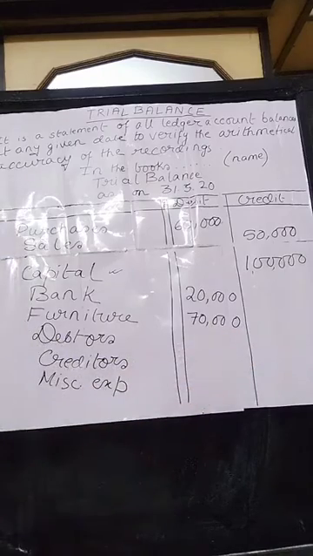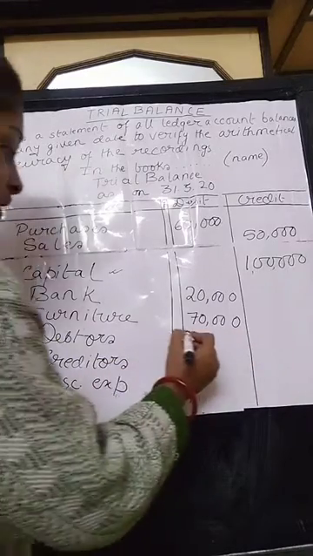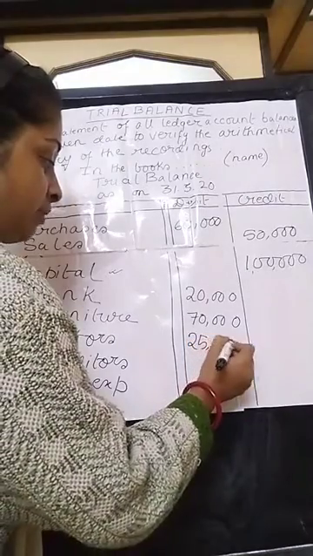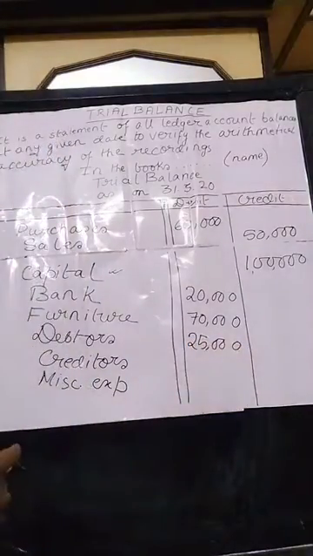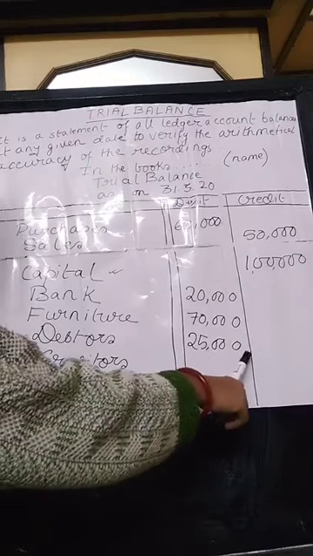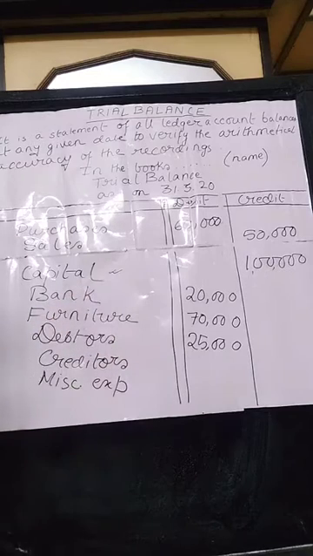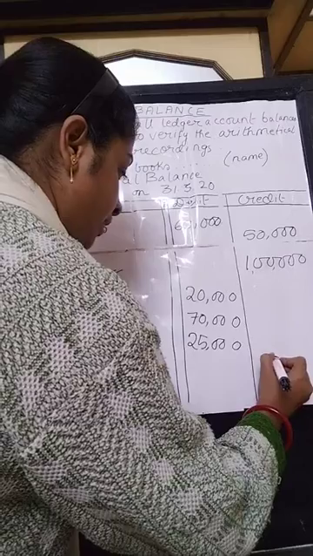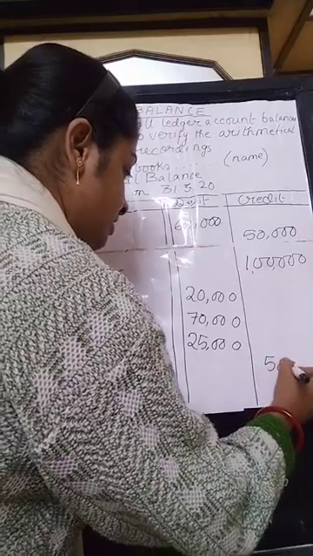Again, suppose debtors is given as 25,000. Debtors is a debit, because it is an asset, a current asset. So 25,000 you will place on the debit side. Again, suppose creditors is given as 50,000. You will write the 50,000 creditors on the credit side.